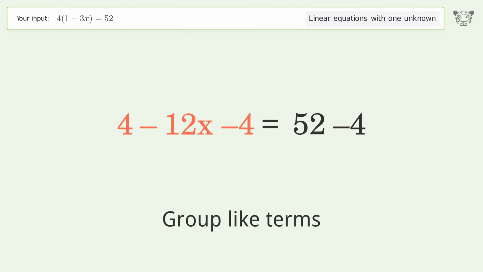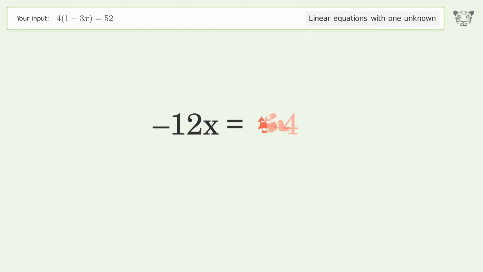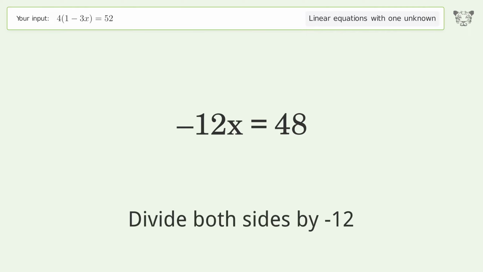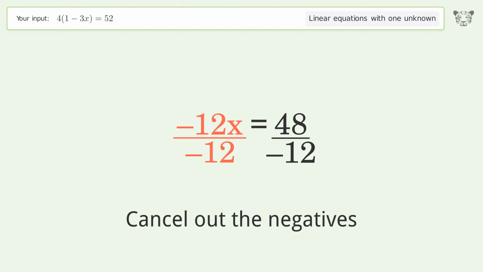Group like terms. Simplify the arithmetic. Isolate the x. Divide both sides by -12. Cancel out the negatives.